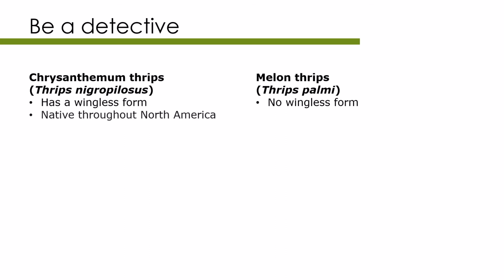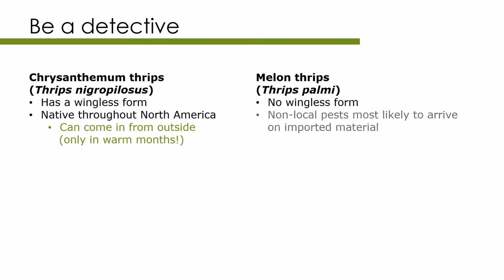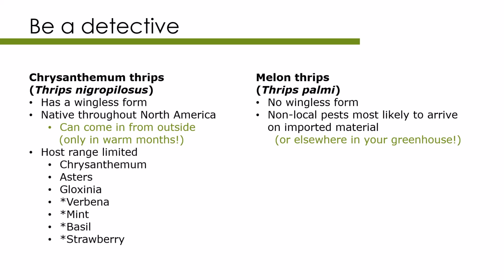Chrysanthemum thrips are native to North America, so they can come into your greenhouse from outside. Melon thrips, on the other hand, is not present outdoors in Canada, so it's likely only to be found on imports. The time of year here also matters. A local species can only invade from outside when it's warm enough for them to fly, but an imported pest has no such restrictions. We should also consider what crop it's on.